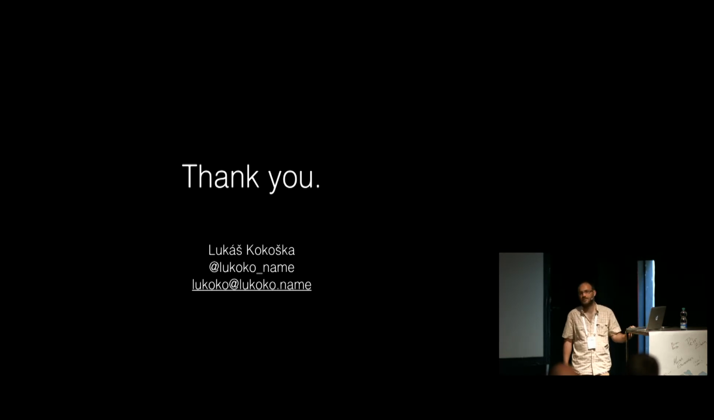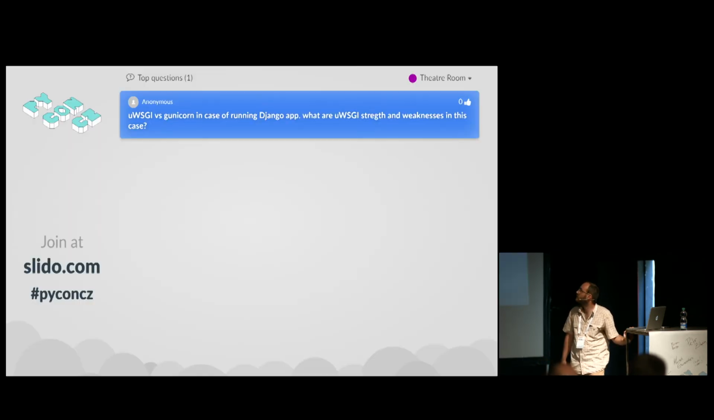We will definitely. Slido is empty at the moment, so I will ask the crowd. Oh, is there a question? Okay. So can we switch from the presentation to Slido on the screen? Perfect. So it's uWSGI versus Unicorn, hopefully, in case of running a Django app. What are uWSGI's strengths and weaknesses in this case?